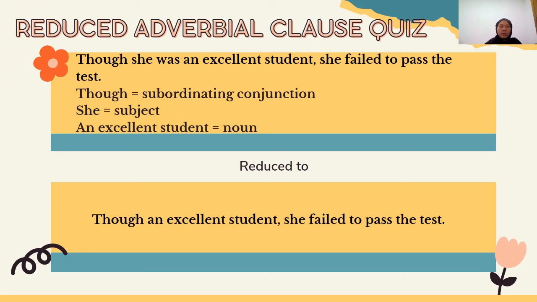If we meet with a verb, same as the previous examples, we have to change the verb to the gerund form. But because in this sentence there is none, we have to keep that noun, an excellent student.